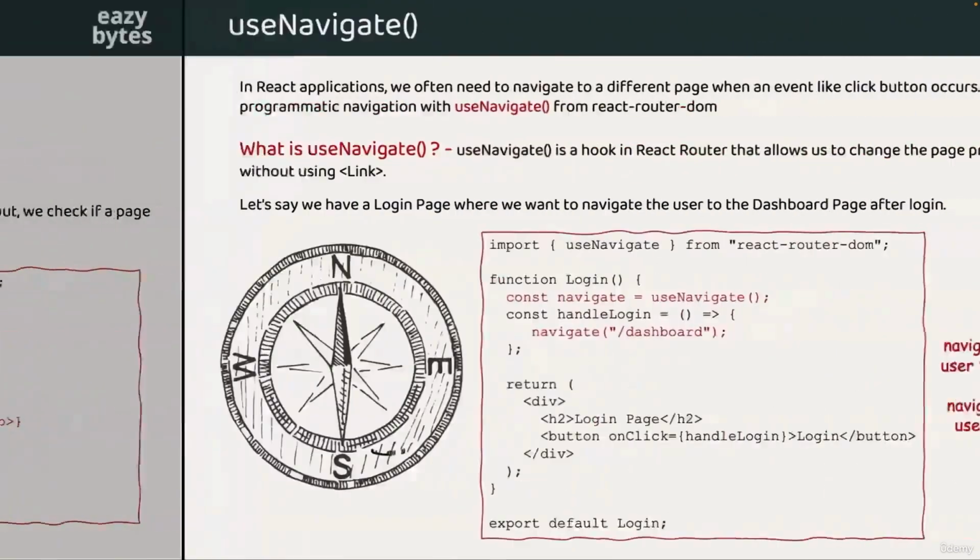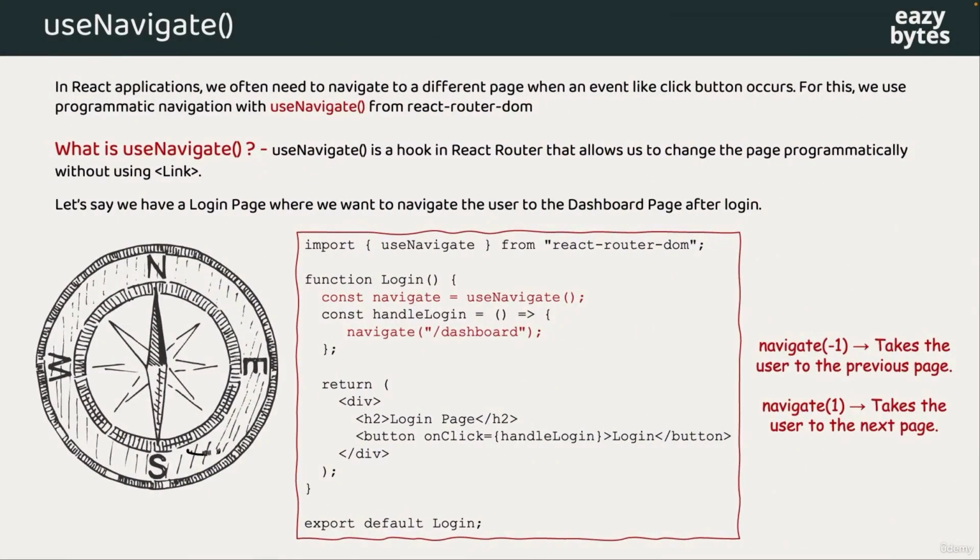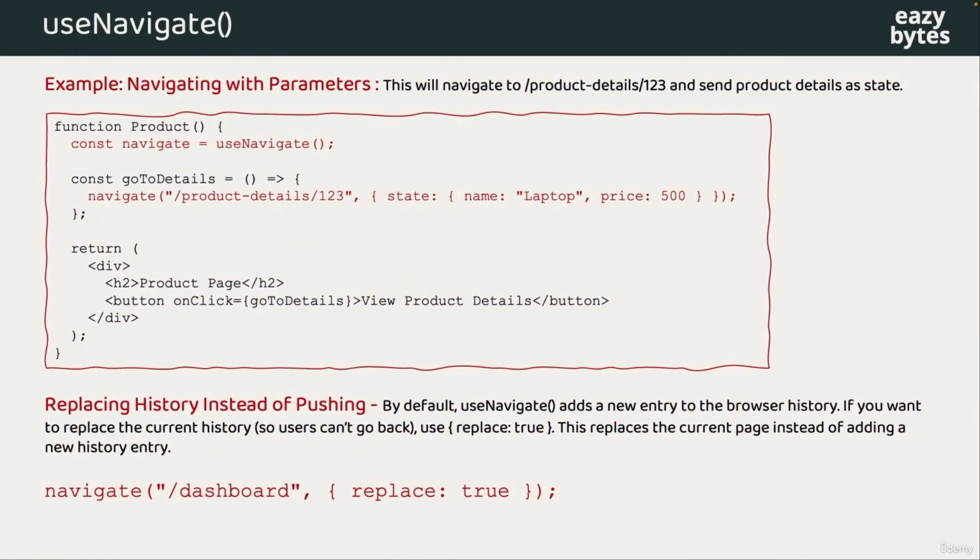In similar lines, we also have the useNavigate hook. With the help of this useNavigate hook, we should be able to navigate the end user programmatically. When you feed -1 or +1 as an input to navigate, it is going to navigate the user to the previous page or next page. In the next slide, I showed an example on how to pass params while using navigate along with state data. We also have an option of replacing history instead of pushing.